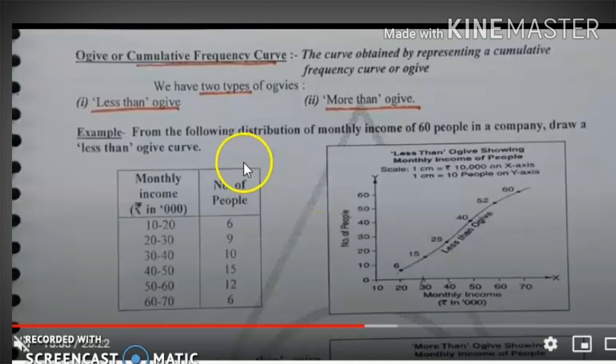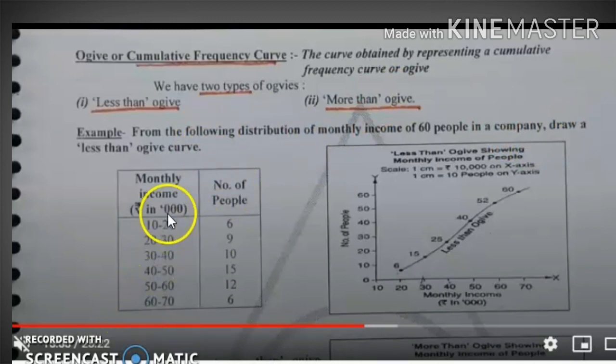So hope you understood what is ogive. Then another question: ogive or cumulative frequency curve. The curve obtained by representing a cumulative frequency is known as a cumulative frequency curve or ogive. It is divided into two types, less than ogive and more than ogive. From the following data, the question is a distribution of the monthly income of 60 people in a company; draw a less than frequency ogive.